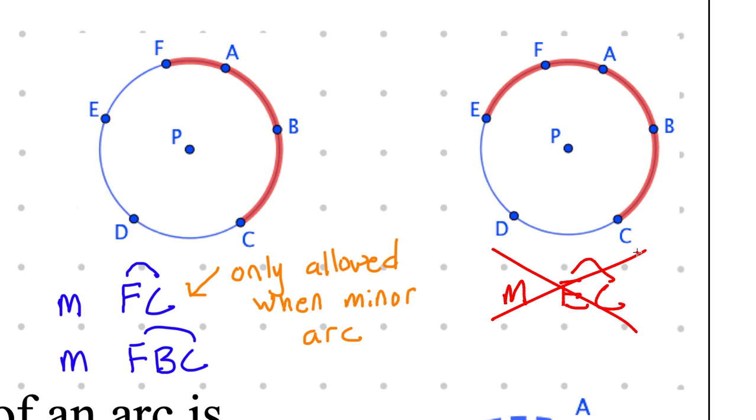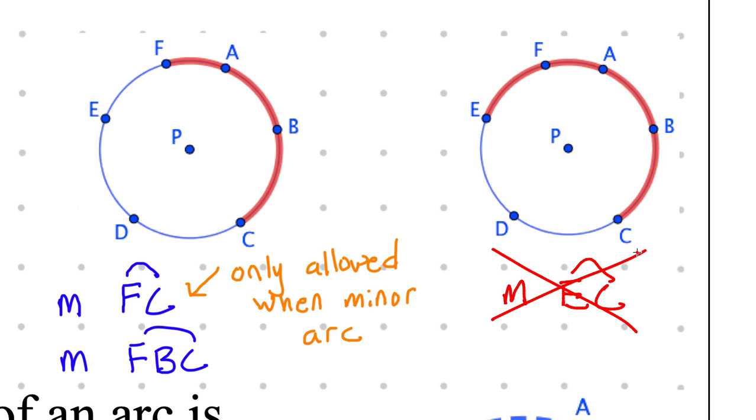You cannot say the measure of arc EC because that assumes that you take the shortest path between those points. The shortest path between E and C is this side, which is not the one that we're talking about. Again, whenever you have 2 points, you assume the shortest path, you assume that it's going to be a minor arc. But this is the only case that I give you in these 3 cases where it's a major arc, an arc that goes more than halfway around the circle. So we have to describe it with 3 letters.